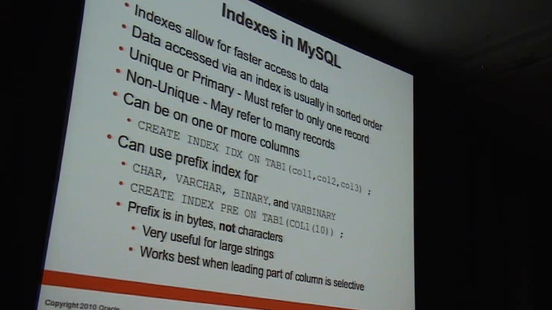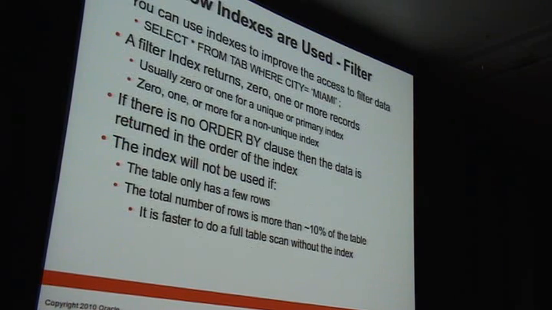And obviously, the rule with databases is smaller is always better. You always want to have the smaller type when you're creating your schema. You always want to have the shorter column when you're creating your index. If you can make the amount that you're indexing on be shorter still than the amount that you're storing, so much the better.